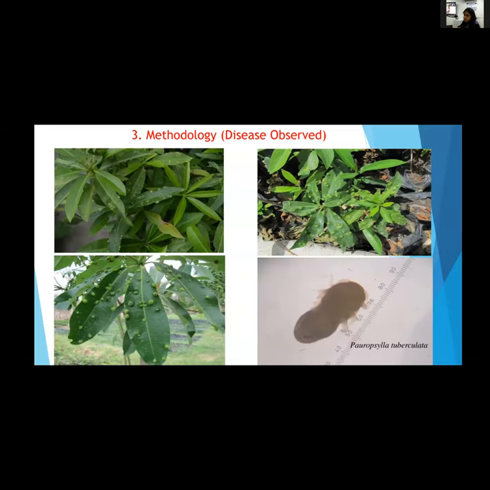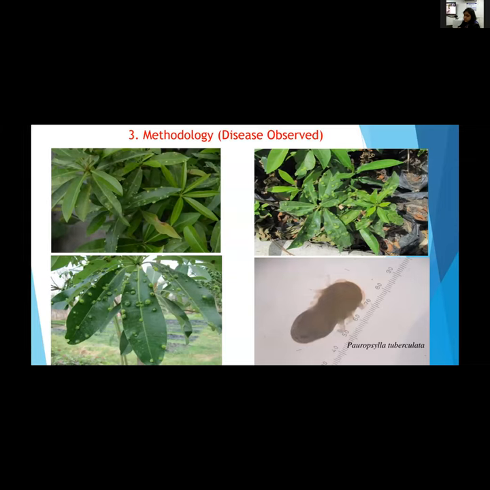These are some pictures which are shown. Mature and young leaves are also infected with Gall's disease.